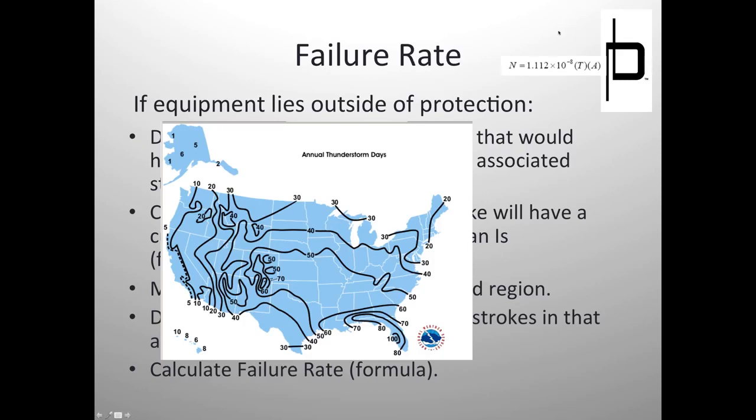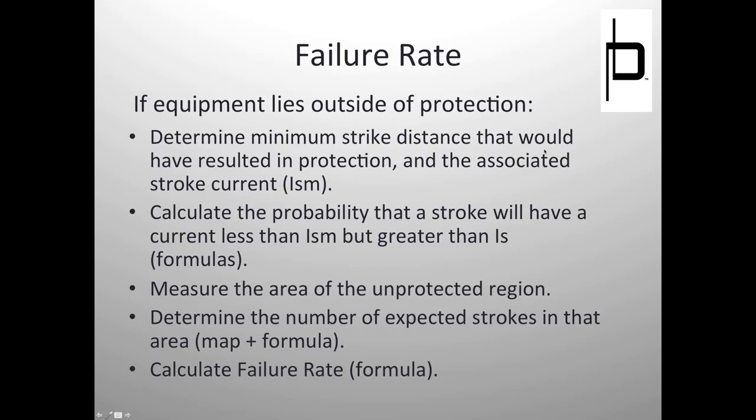But anyway, we're going to take that number. That number is T, and A is the area we measured in the previous step, the area that's exposed, the area that falls outside the tents or the witches' hats. We multiply that area by T and by this factor, and that gives us this number N.